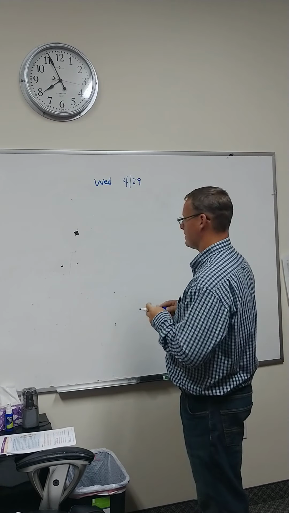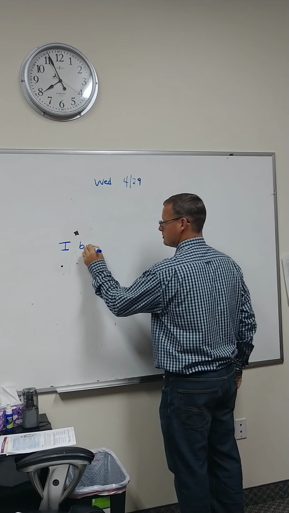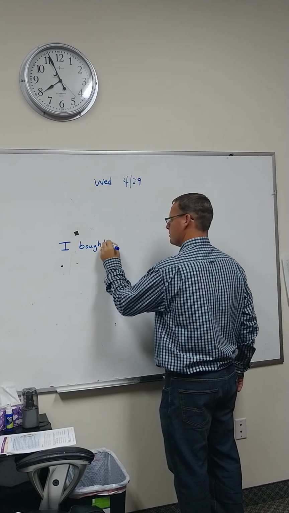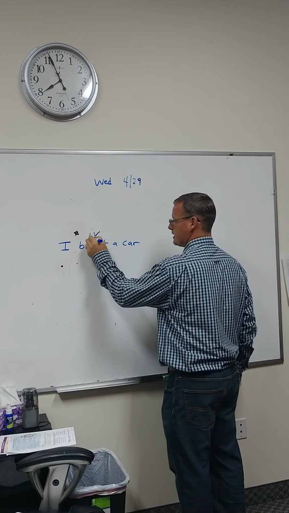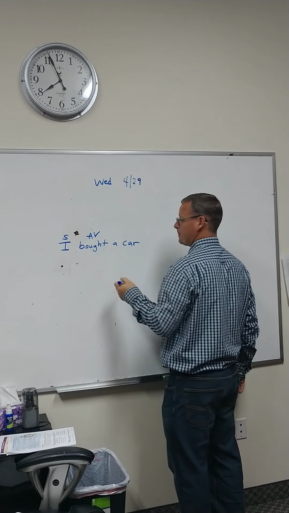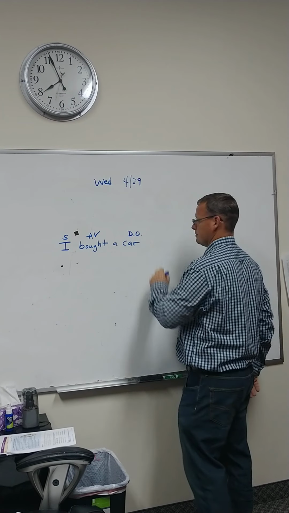So let's say this sentence. I bought a car. What's the verb? Bought. It's an action verb. Subject is I. And what did I buy? I bought a car. That's the direct object.